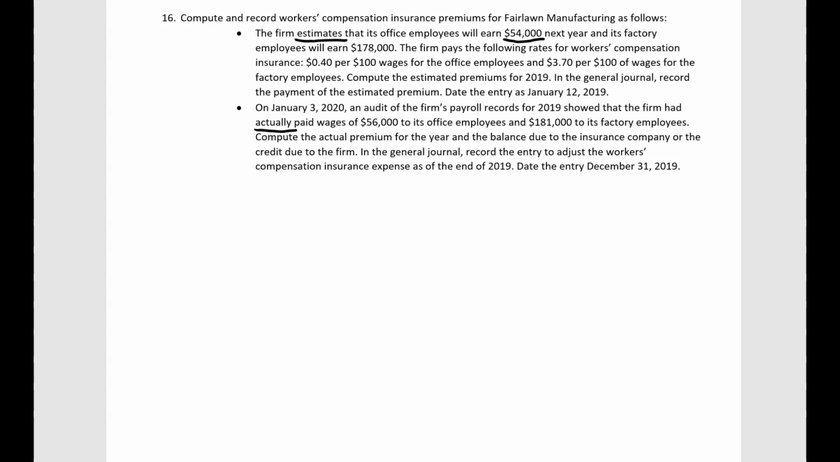They are 40 cents per $100. So take the 54,000 divided by 100, we get 540. And then multiply it by the 40 cents, which is 0.04, and that's 2160. And this is for the office employees.